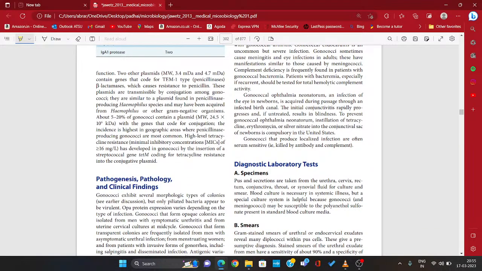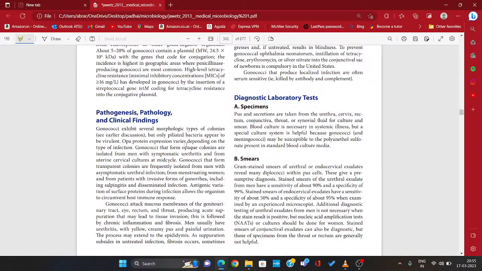Pathogenesis, pathology, and clinical findings. Gonococci exhibit several morphologic types of colonies, but only piliated bacteria appear to be virulent. Okay, this is important. Only piliated bacteria appear to be virulent. The Opa protein expression varies depending on the type of infection.